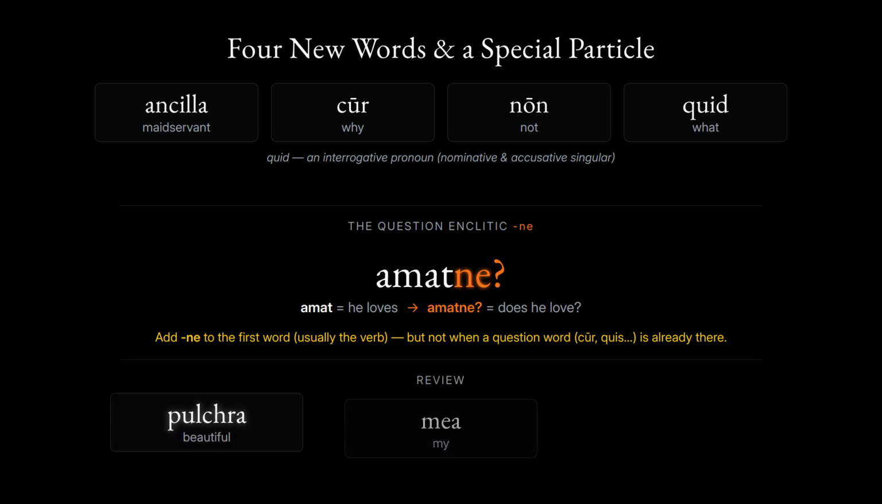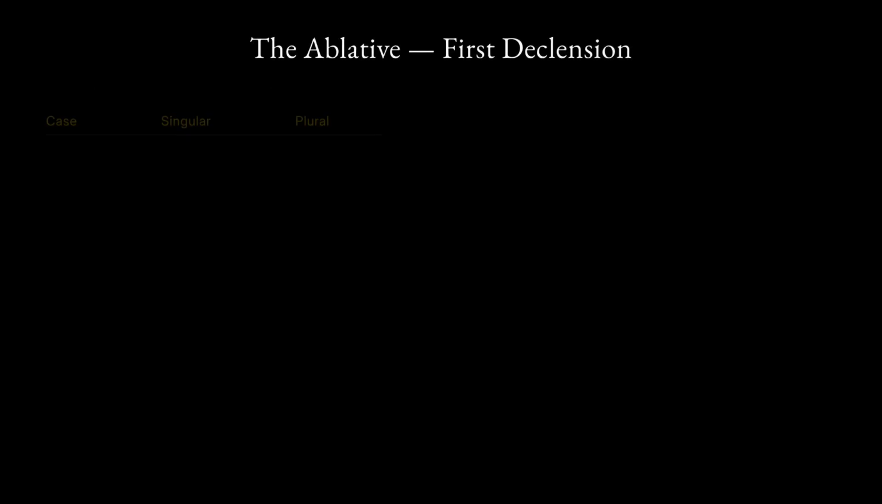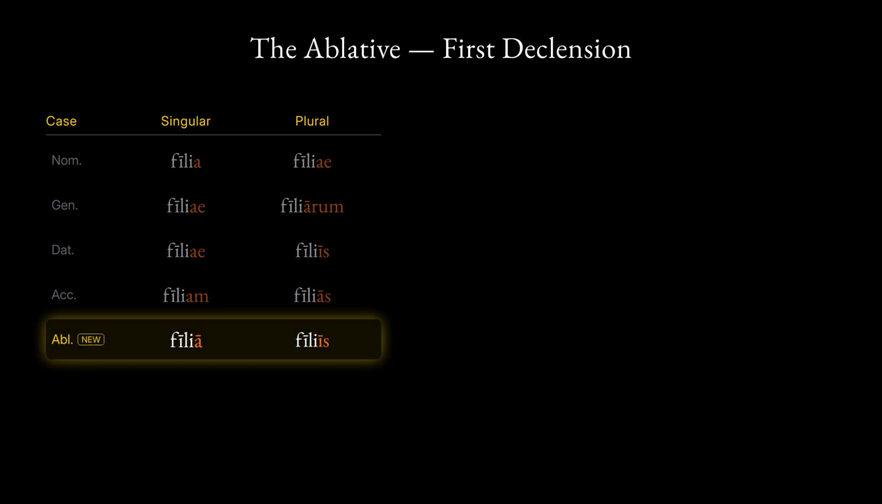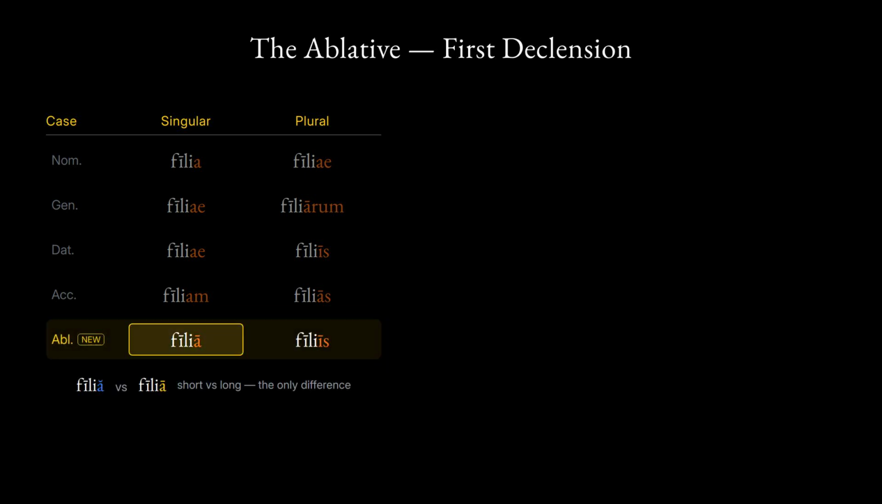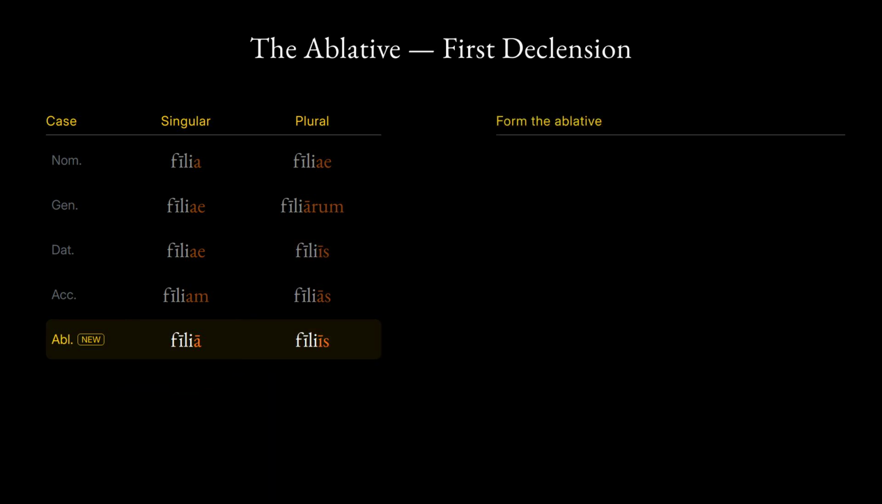Quick review of familiar words. Pulcra, beautiful. Mea, my. Tua, your. The ablative is a case English lost. In the first declension, the nominative singular ends in a short vowel. Filia, daughter. The ablative singular ends in a long vowel. Filiā. Vowel length is the only distinction. The ablative plural shares its ending with the dative plural. Filiis. The full paradigm appears on screen with the ablative highlighted.